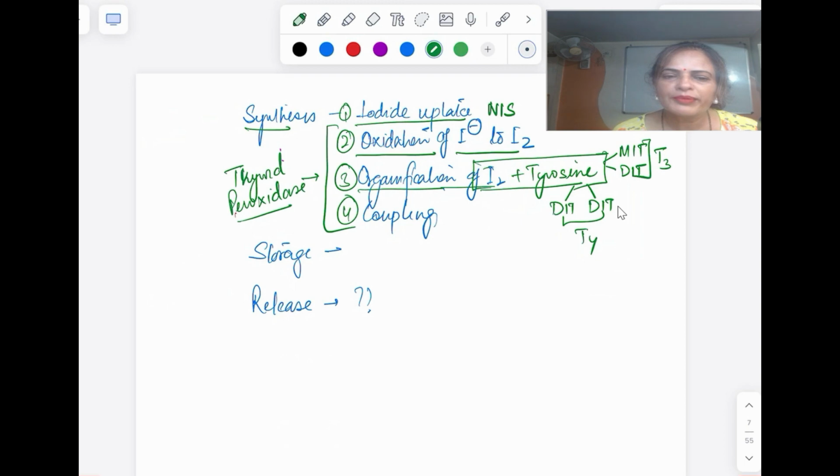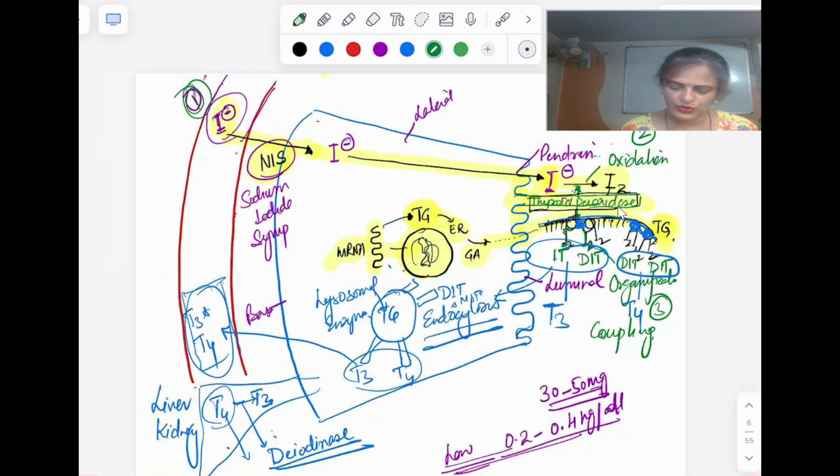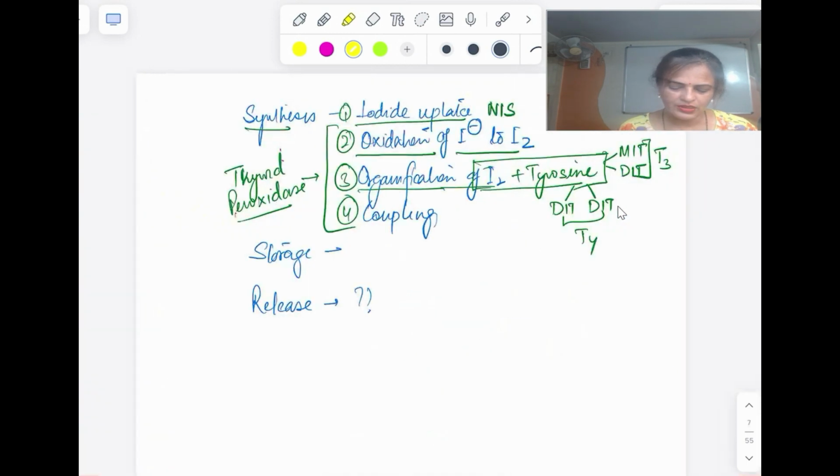ठीक है, उसके बाद ये वहां पे स्टोर हो जाएगा. So whenever the body needs it, then what will happen? The endocytosis of this will happen here, as I have shown here again. So endocytosis ये यहाँ पे आपकी हो जाती है. With the endocytosis what will happen? The T3, T4 they go into the circulation, whereas this DIT or MIT they get deiodinated and iodine फिर से reutilize हो जाएगा, and this T4 that is in the periphery, this gets converted into T3.